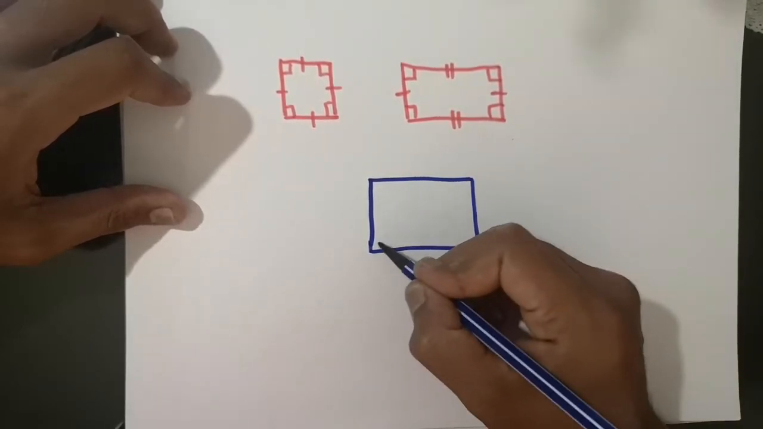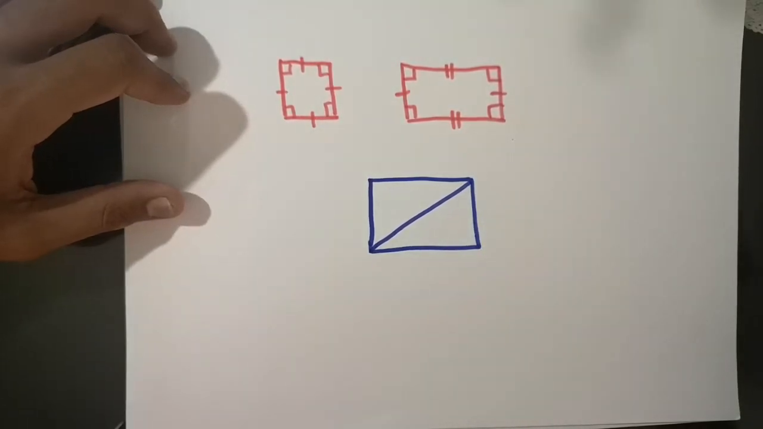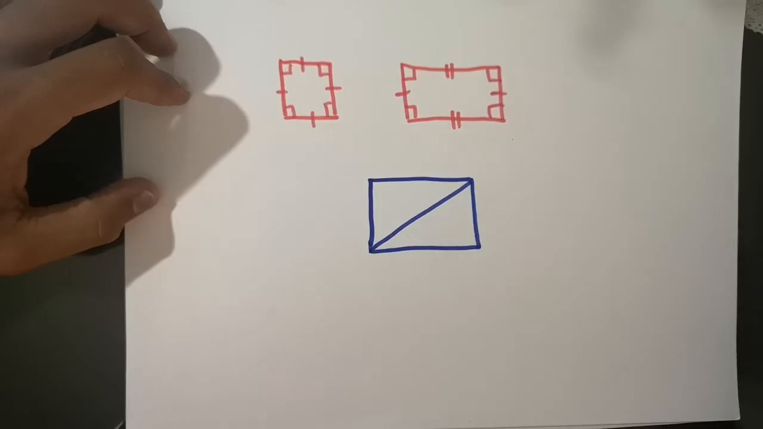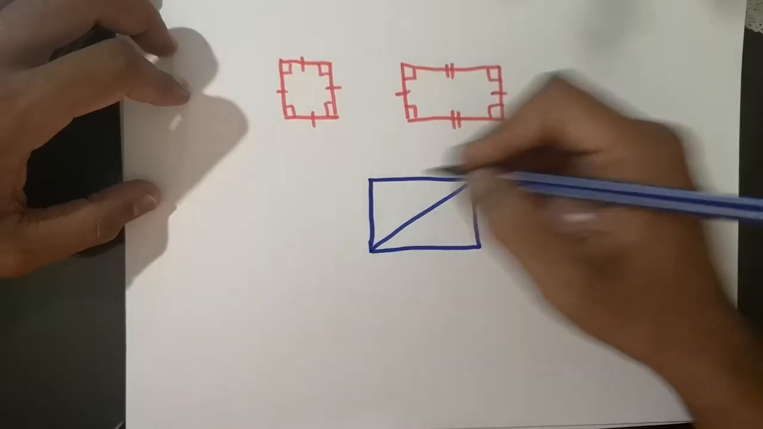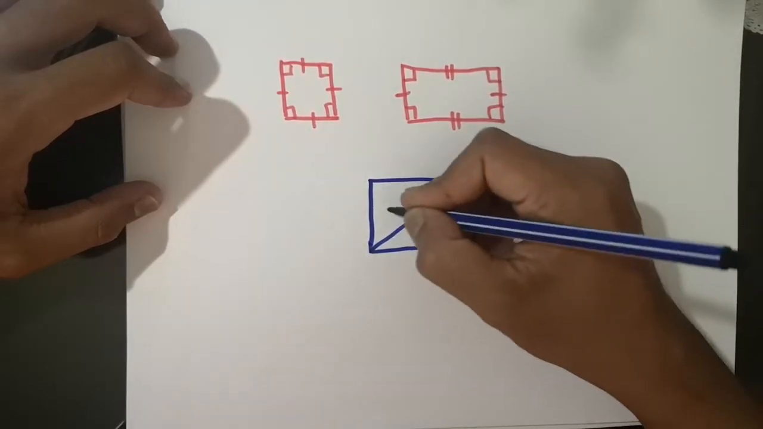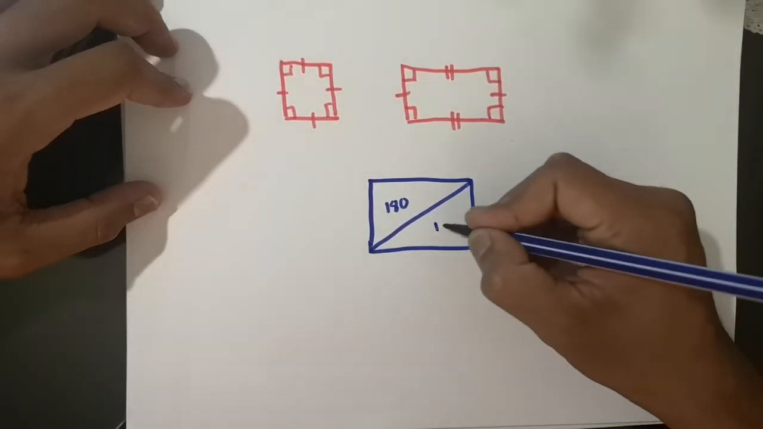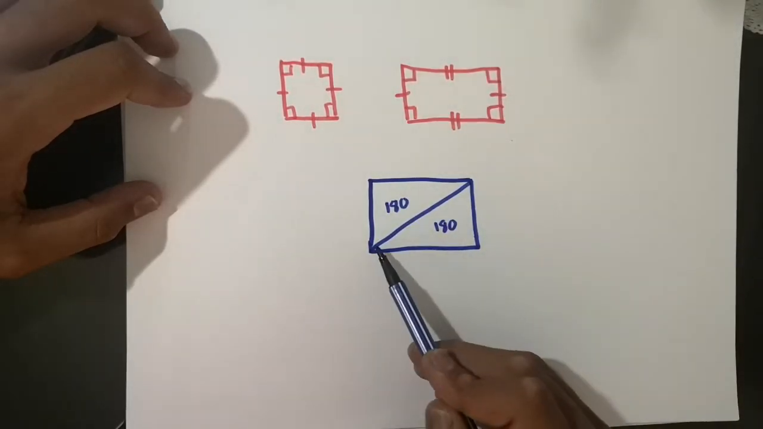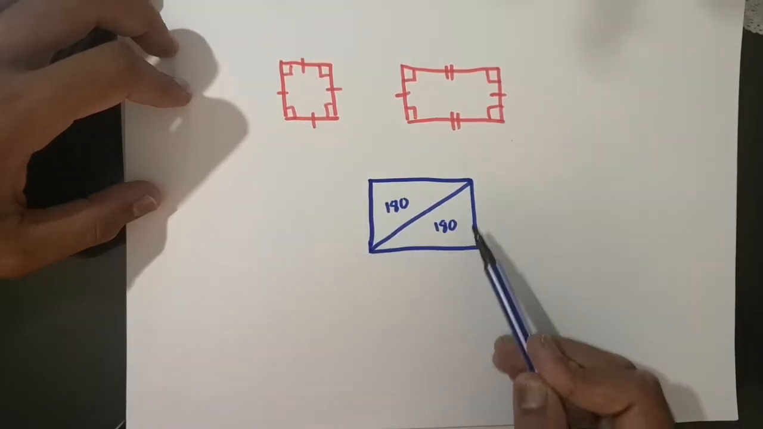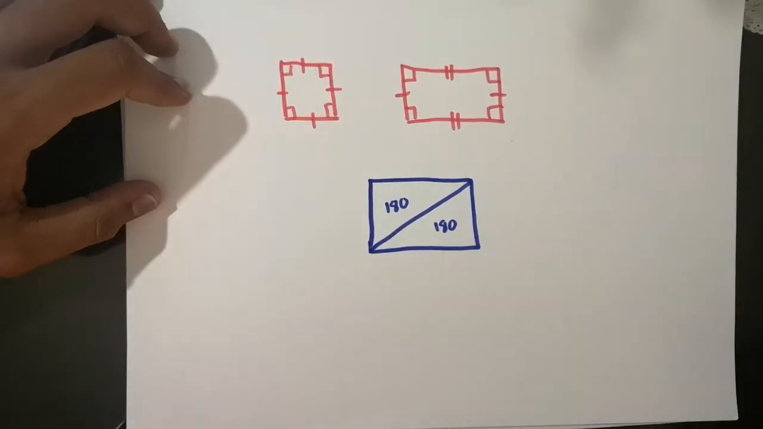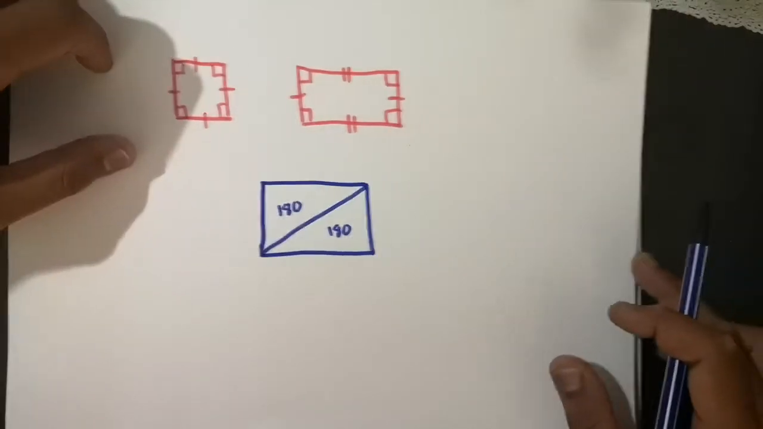See, if I split this into two, a four-sided figure is actually made up of two triangles, correct? The total angle inside a triangle is 180, right? So all this inside this is 180, right? Inside this is also 180, right? 1, 2, 3 angles make up 180. 1, 2, 3 angles make up 180. That's why the total angle inside a four-sided figure is 360 degrees.